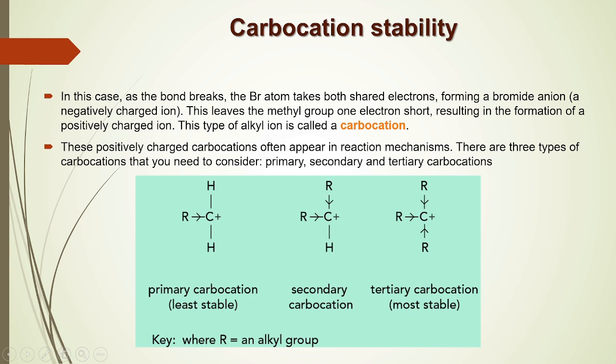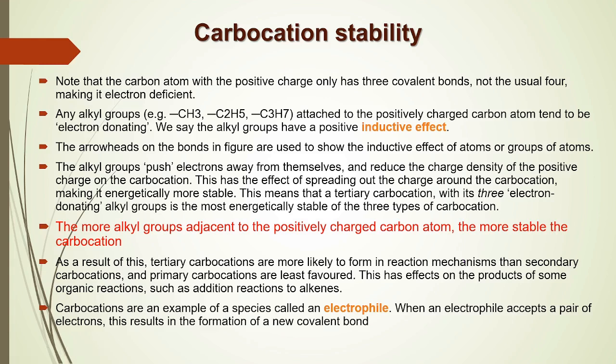On this basis a carbocation forms, and carbocations are of three types: primary carbocation, when the carbon from which the atom is going to break down has only one carbon atom attached; secondary carbocation if it contains two carbon atoms or two R groups; tertiary carbocation if it contains three R groups. So, carbocation stability: the more alkyl groups adjacent to the positively charged carbon atom, the more stable the carbocation. This point in red needs to be understood.